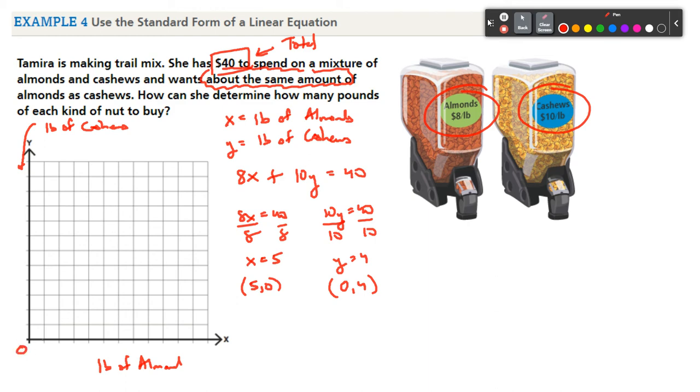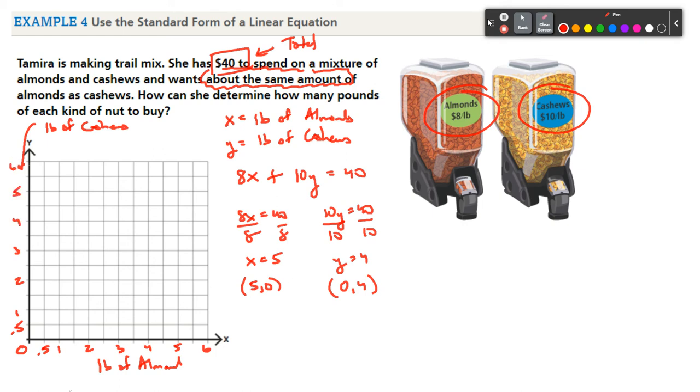So this is 0, 0. So let's go like 0.5, 1, 1.5, 2, 2.5, 3, 3.5, 4, 4.5, 5, 5.5, 6. Same thing here, 0.5, 1, 1.5, 2, 2.5, 3, 3.5, 4, 4.5, 5, 5.5, 6.